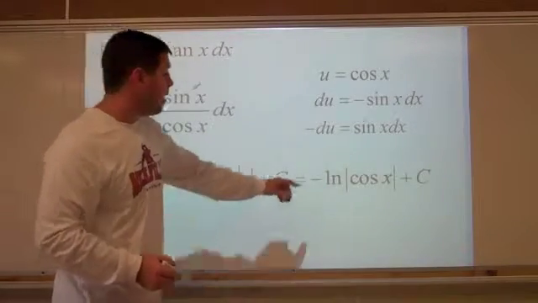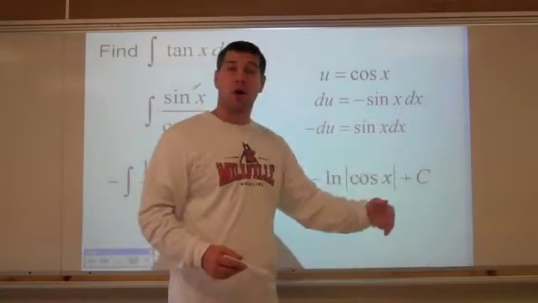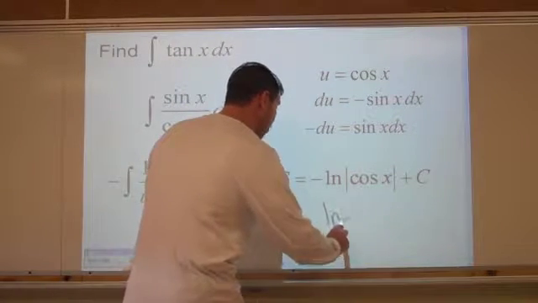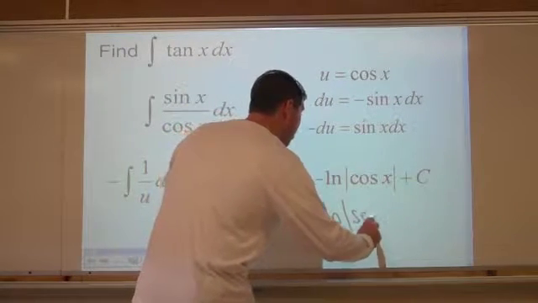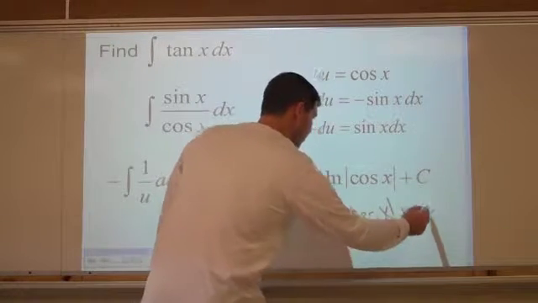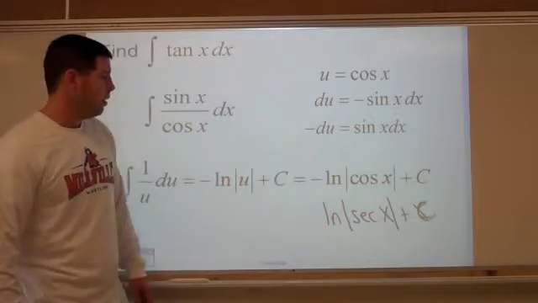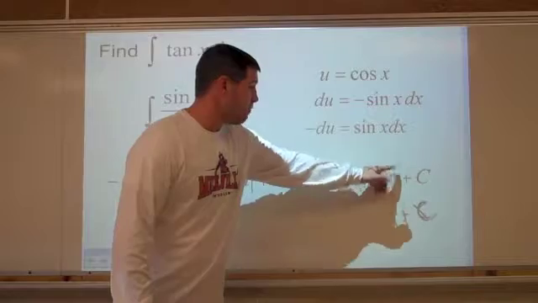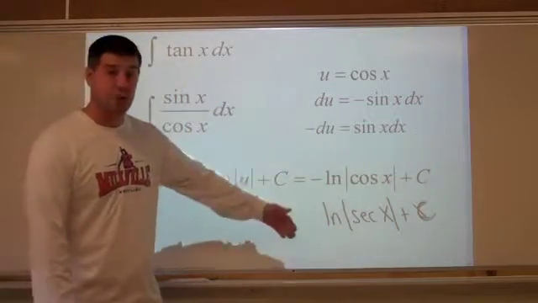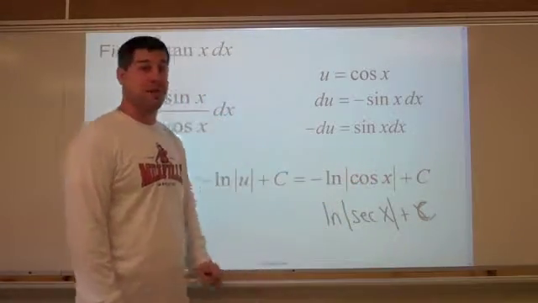One little equivalent form you might see: the negative out front could go to a cosine of x to the negative 1, which is 1 over cosine of x. So this is often written as the positive natural log of the absolute value of the secant of x plus c. Bringing this negative 1 as an exponent, 1 over cosine is secant. So instead of writing a negative natural log, they write a positive natural log and use the secant instead of the cosine.